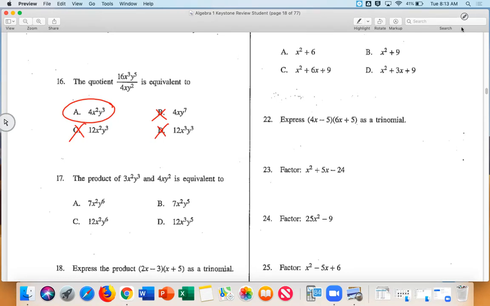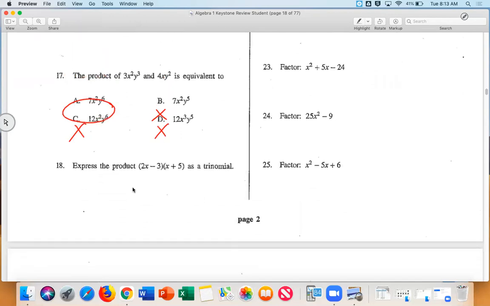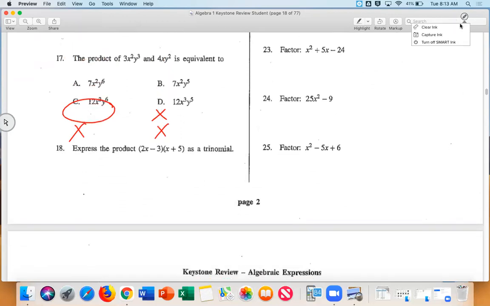Product. What does that mean? Multiply. So with multiplication, things get bigger. Agreed? So we have 3 times 4. What's 3 times 4, Hope? 12. Now you know the answer is not A or B.